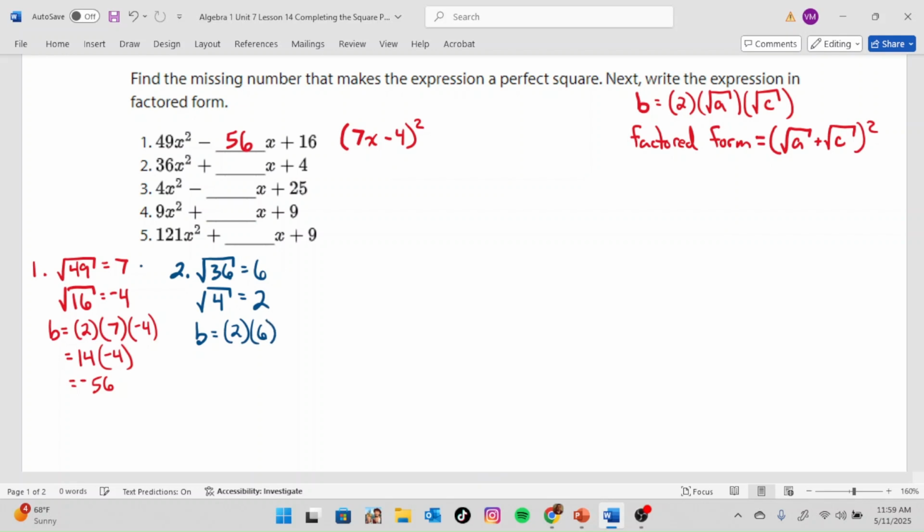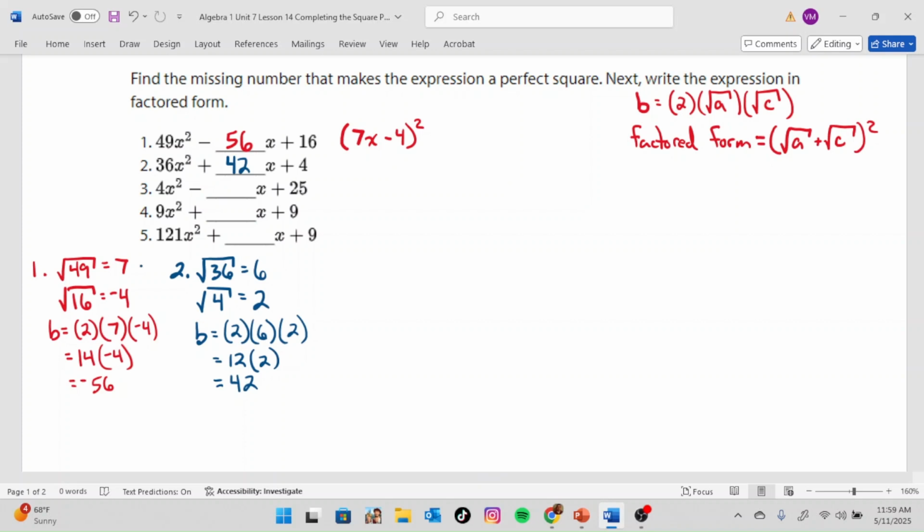times 6 times 2. 2 times 6 is 12, and 12 times 2 is 42. So the missing number is 42.